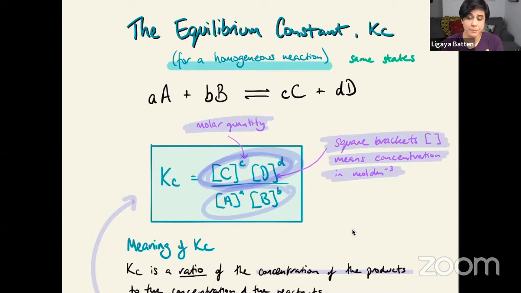So it is possible to write Kc equations for heterogeneous reactions, but for that, you just need to make sure you're only including the terms that are gases or solutions, because liquids and solids actually can't be part of the equilibrium constant equation in this way.